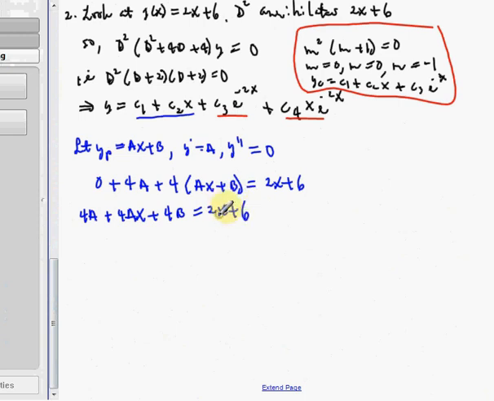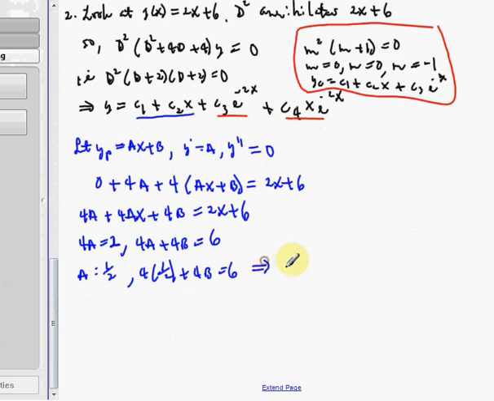Let's get the coefficient for x, which would be 4a is equal to 2. And then 4a plus 4b is equal to 6. So a is equal to a half. If a is a half, this is 4 times a half plus 4b equal to 6. So that's 2 from the 6. We get 4b equals 4. That implies that b is equal to 1. So y sub p is 1/2 x plus 1.